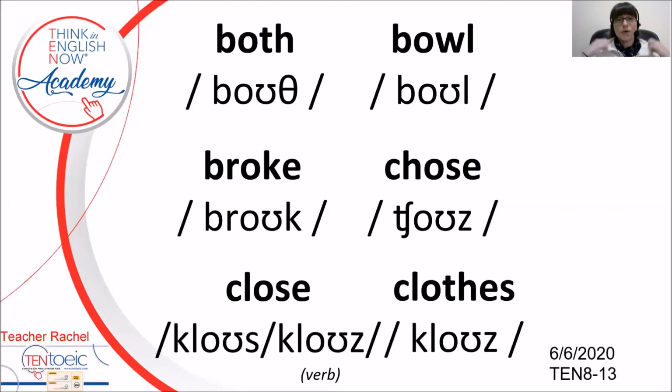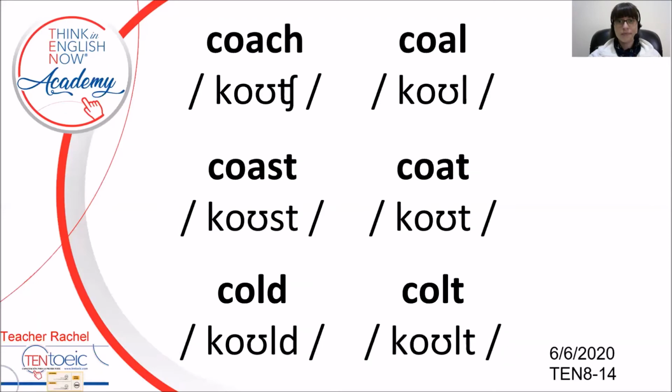Clothes. This is what we wear. So our pants, our shirt, our jacket, all of those things are clothes. Coach. This is a person that helps you to learn something. For example, sports. Every type of sport has a coach if there's a team. For example, a basketball coach, a football coach. So it's someone who has knowledge that helps the team play better.